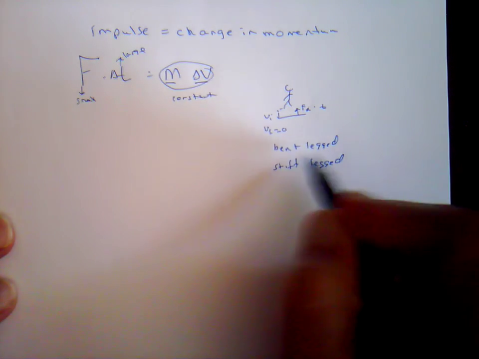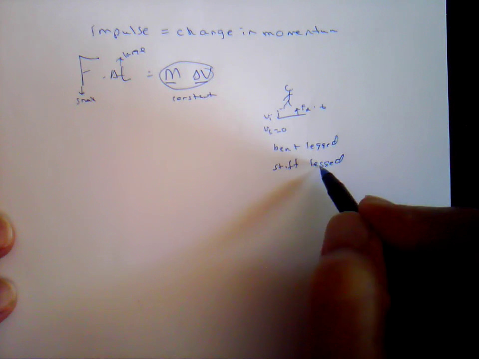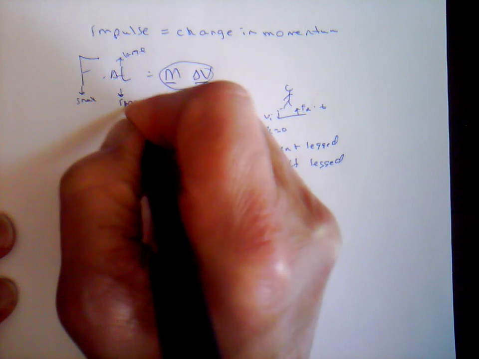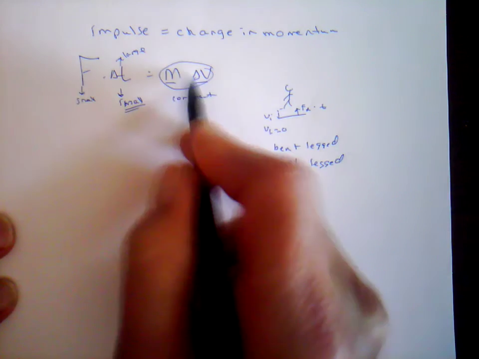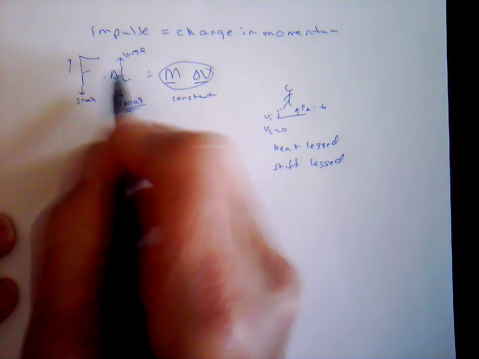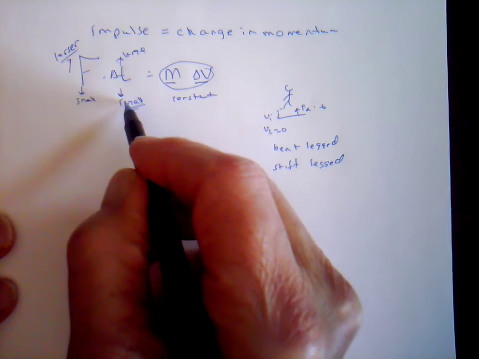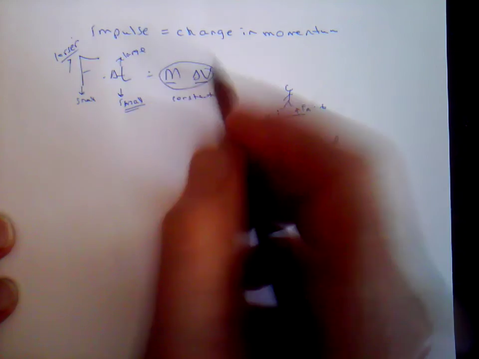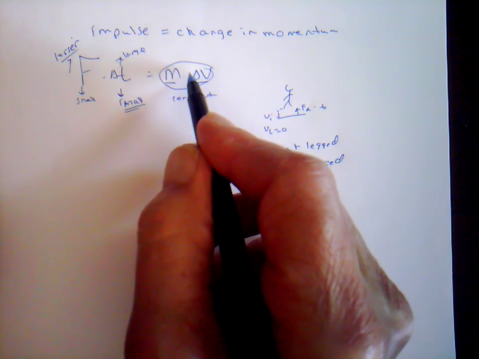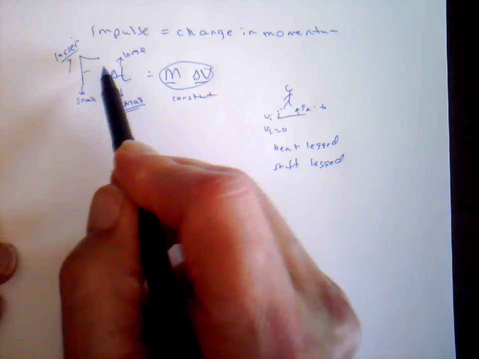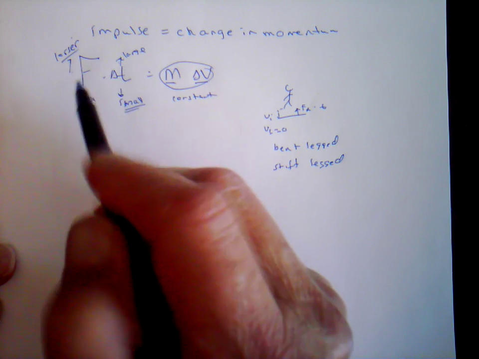But when we landed stiff-legged, this time became very small. So if this number is going to have to stay the same, then the force that has to be applied to it has to be larger. And so when we landed stiff-legged, the time became small. That force had to be larger in order for the same change in momentum to occur. And that's the difference. The impulse is the same, but the force and time is what changes in that equation.